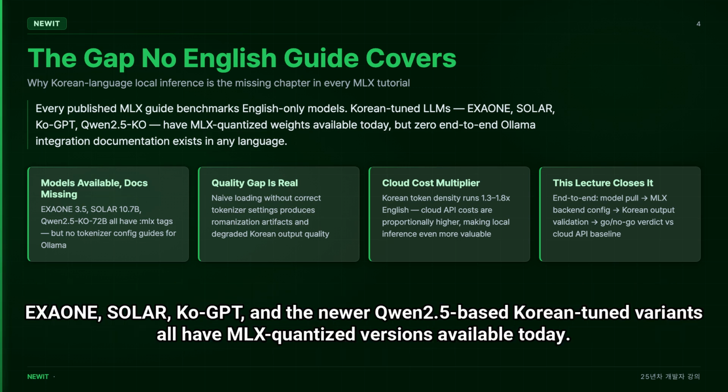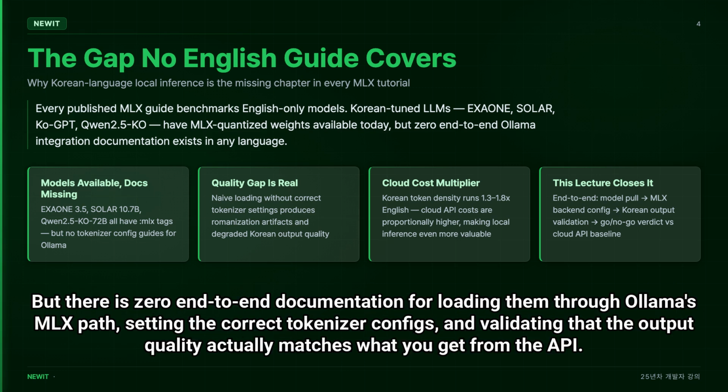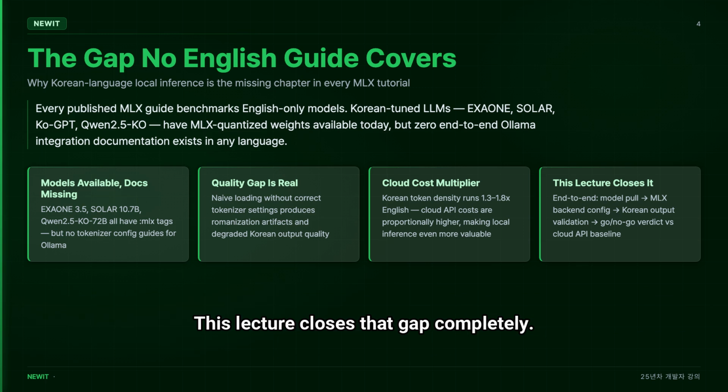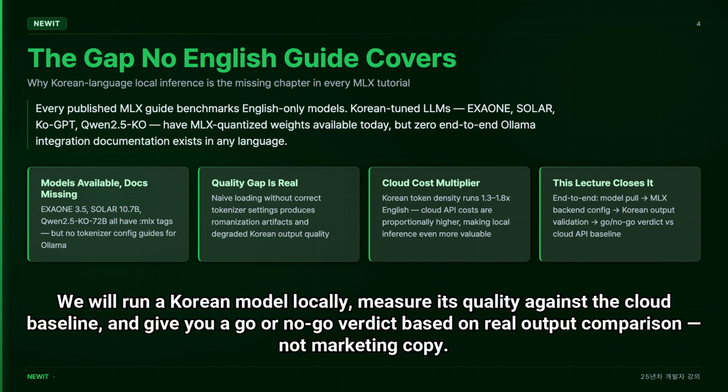EXAONE, Solar, CodeGPT, the newer Qwen 2.5-based Korean-tuned variants all have MLX quantized versions available today. But there is zero end-to-end documentation for loading them through Ollama's MLX path, setting the correct tokenizer configs, and validating that the output quality actually matches what you get from the API. This lecture closes that gap completely. We will run a Korean model locally, measure its quality against the cloud baseline, and give you a go or no-go verdict based on real output comparison, not marketing copy.